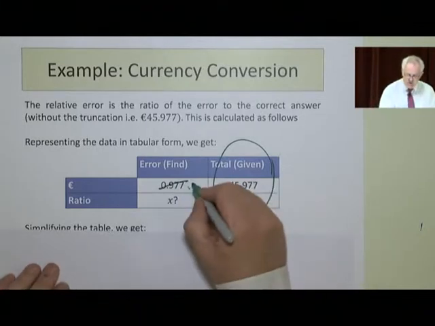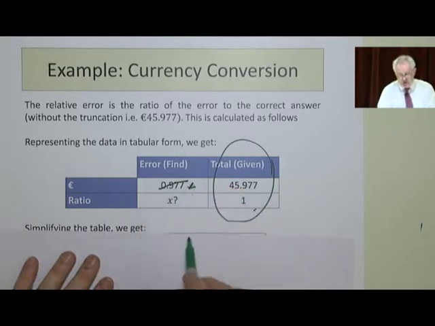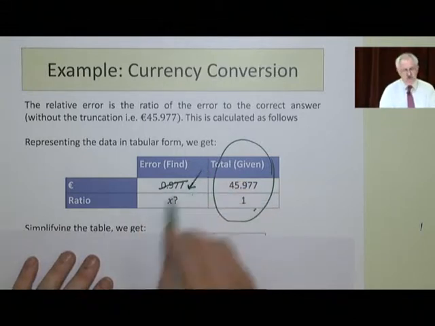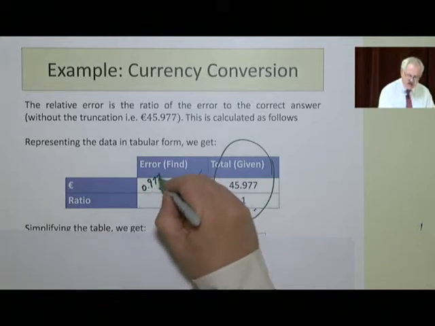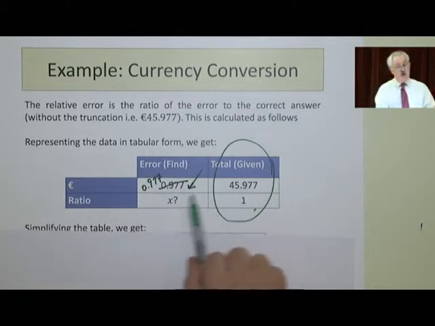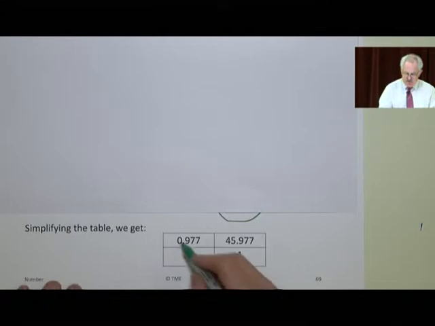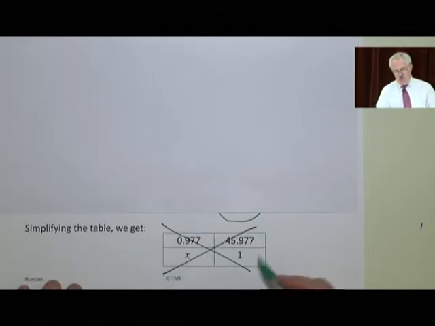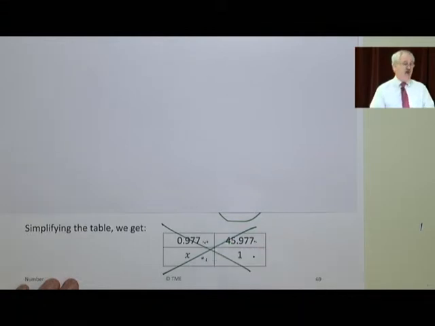And all I got was this amount, 45. That's the error. How big is the error? The amount I got was 45, so the error was 0.977. So what fraction of that is 0.977? Now, it's a small amount. What fraction is 0.977 of the 1? If 45.977 is 1, how much is that? A small amount, really. Quite small.